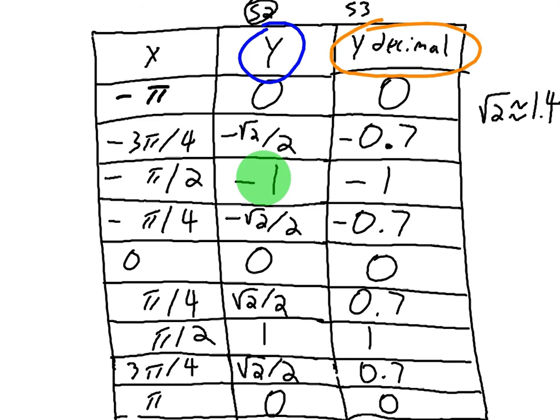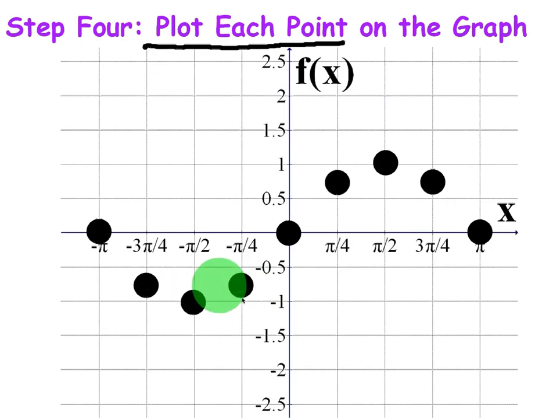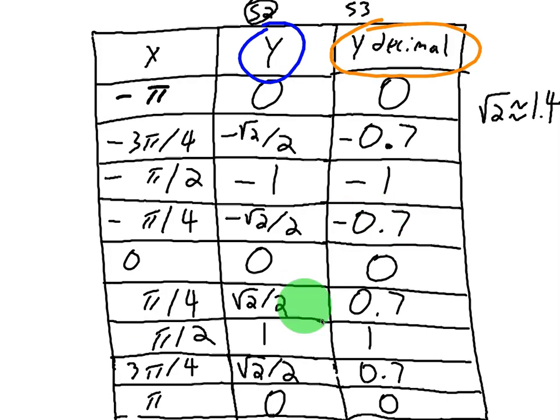Let's look at the rest of the points. Then negative pi over 4 and negative 0.7. Remember, you're looking at the y decimal. So you go back to negative 0.7 at negative pi over 4. Then we have 0, 0, pi over 4, comma 0.7, pi over 2, comma 1, 3 pi over 4, comma 0.7, and pi, comma 0. And that will finish out these last sets of points that we have on our chart.